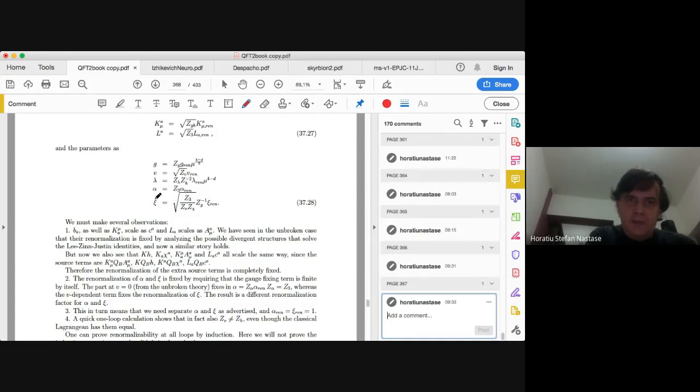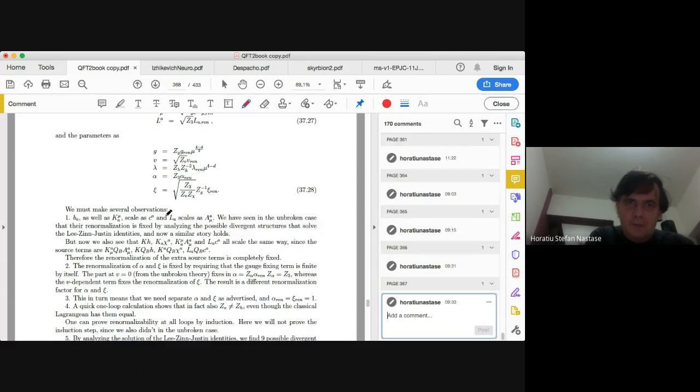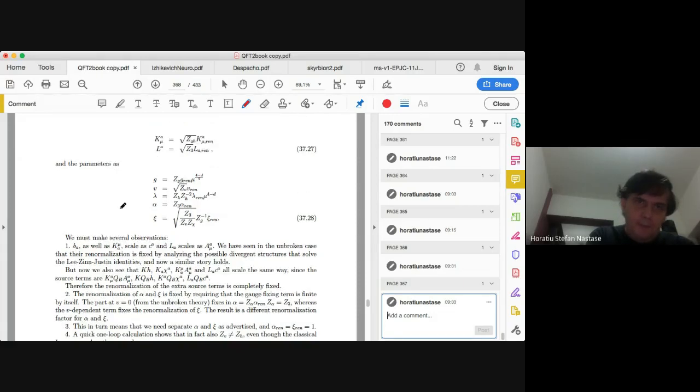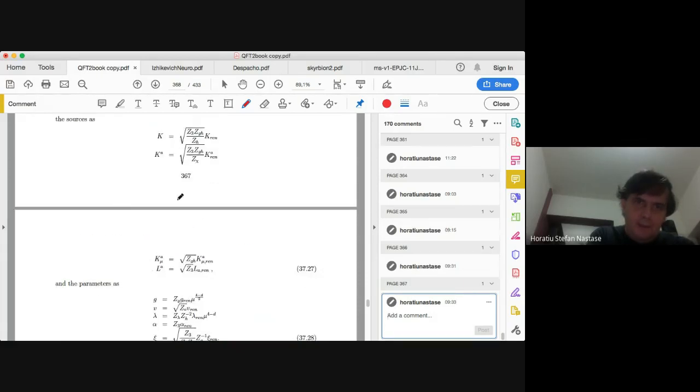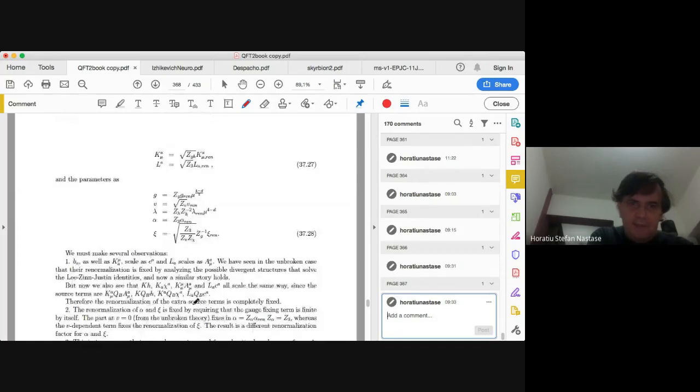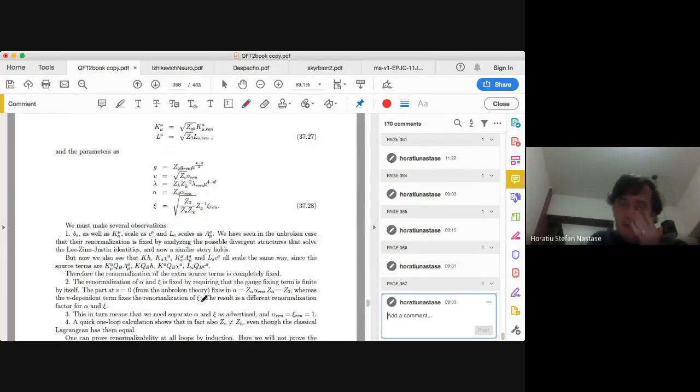Then the renormalization of alpha and psi. This is also fixed, but let's understand why. So first of all, I've already seen here that the renormalization of the sources was completely fixed. Now let's understand, as I said, the renormalization of alpha and psi.